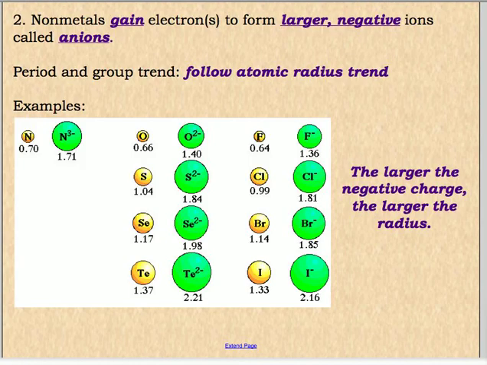On the flip side, that means that nonmetals are getting much larger, because they're gaining, so they're becoming negative and they're getting larger. And if you look here, there's lots of examples. You don't have to write them all down, but if you look here, we have nitrogen, and then it gains 3 electrons, and you can see it gets much larger.